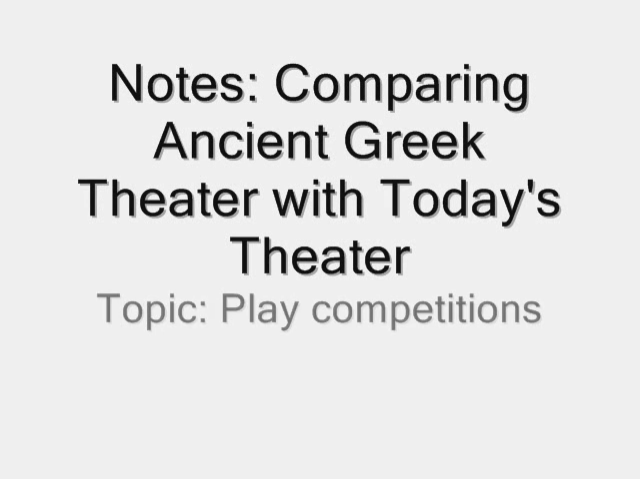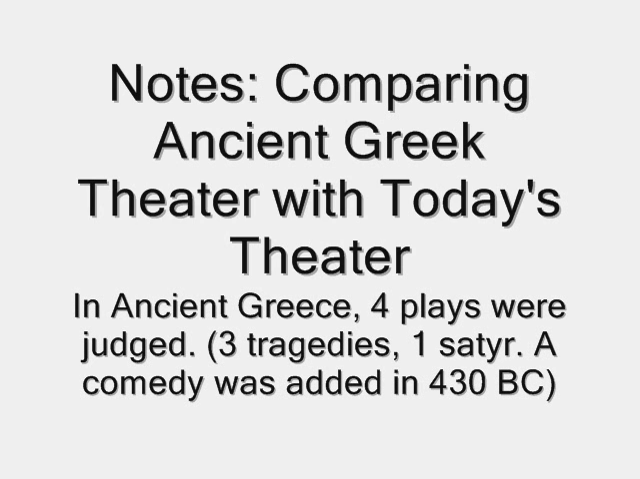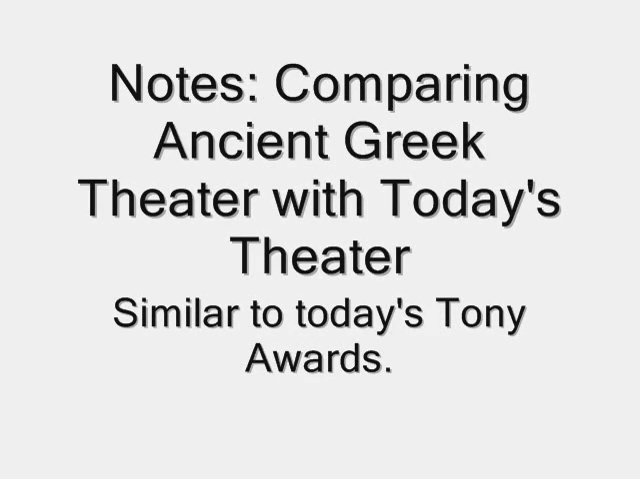Let's get back to the similarities between today's modern theater and ancient Greek theater. A common tradition between both eras of theater is the judging of plays and giving awards to the best ones. In an average ancient Greek play contest, 4 different plays were performed and scored by judges, 3 tragedies and 1 satire play. At around 430 BC, a comedic play was eventually added. These ancient Greek contests are similar to today's Tony Awards.